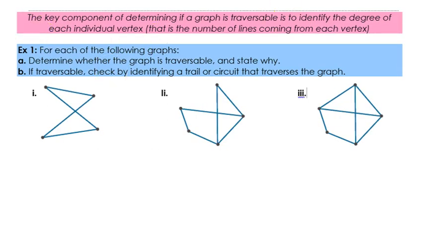Beautiful, and I've just left that key idea up there. So for each of the following graphs, determine whether the graph is traversable and state why. If traversable, check by identifying a trail or circuit that travels through that graph. For me to be able to talk about possible trails or circuits, I need to be able to identify these vertices. So that's what I encourage you guys to do.